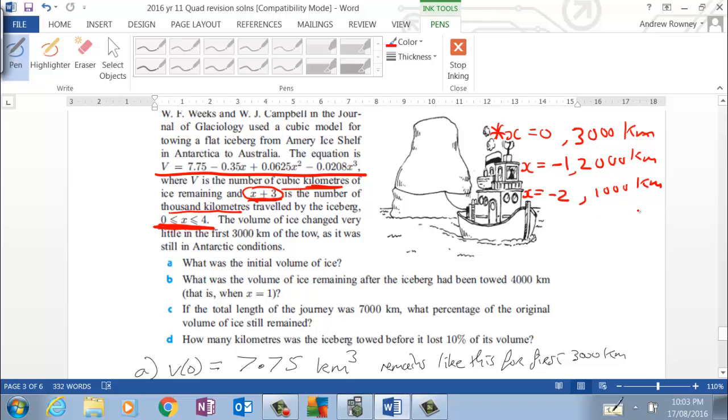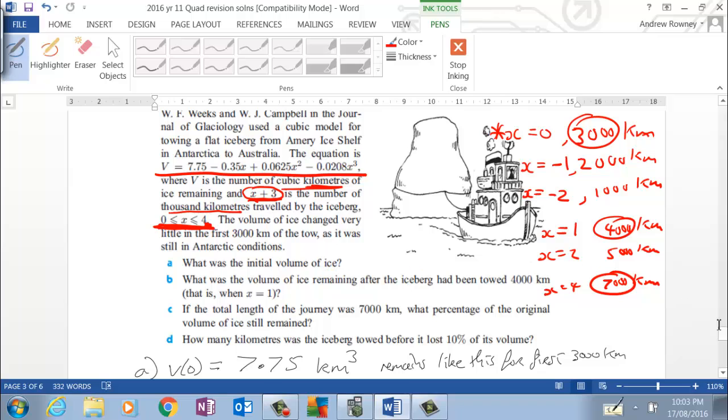If we start going bigger than 3,000 k's, so if we go 4,000 k towing, then that's equivalent to an x value of 1, because 1 plus 3 is 4. If we go 5,000 kilometre towing, that's equivalent to an x value of 2, because 2 plus 3 is 5, etc. And the maximum we can go is x being 4, and when x equals 4, 4 plus 3 is 7, so the maximum towing is 7,000 kilometres. So we're just going from 3,000 to the 7,000 k towing, and the volume is shrinking during that time.